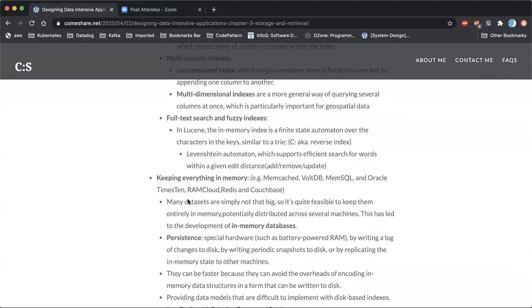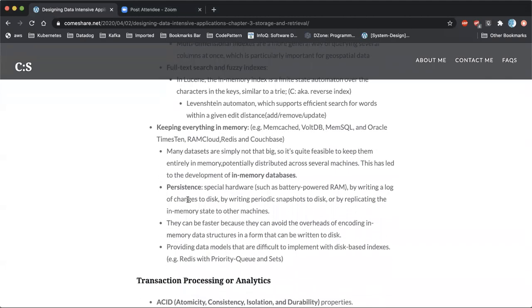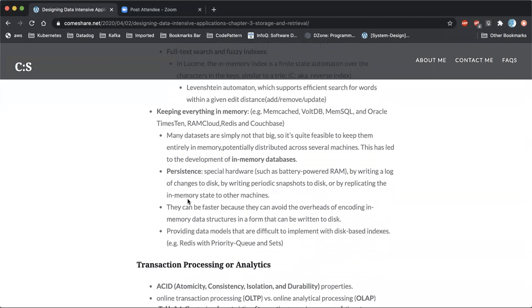Okay, moving on. So he talked about these indexes keeping everything in the memory.